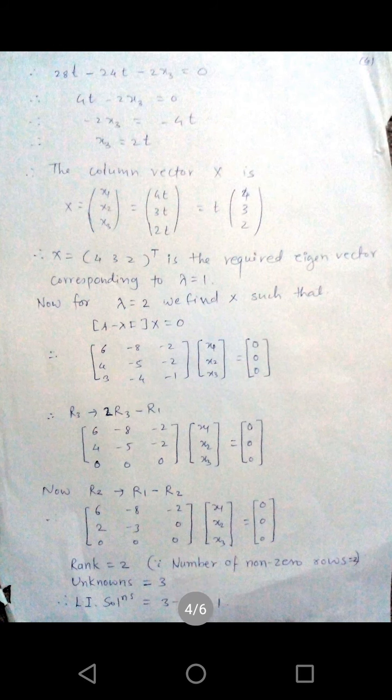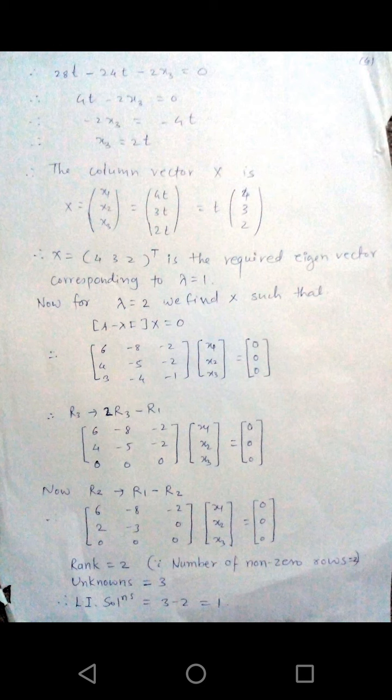So we have clearly observed that row 3, that means R3, is 0. That means every element in row R3 is 0. Hence we can say that that row is 0. So we see R1 and R2 are non-zero rows. So the rank of the matrix is 2.